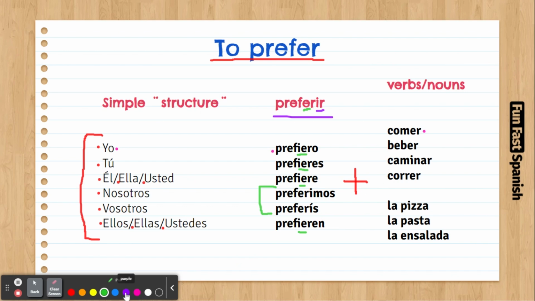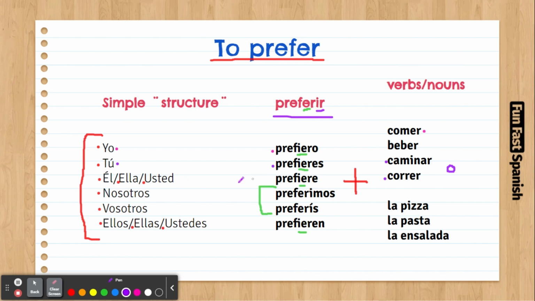I'm going to give you 8 seconds to think about it. Do you prefer to walk or to run? Okay, let's do this. ¿Tú prefieres caminar o correr? That's it. Again, ¿tú prefieres caminar o correr? O means or. Pretty similar.